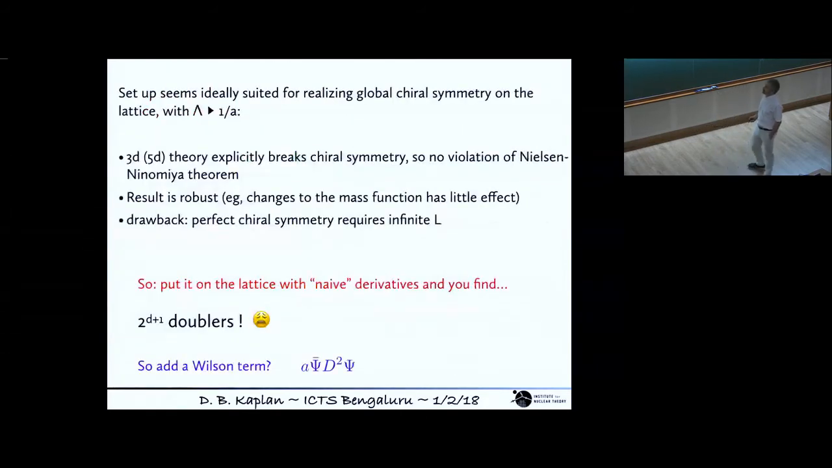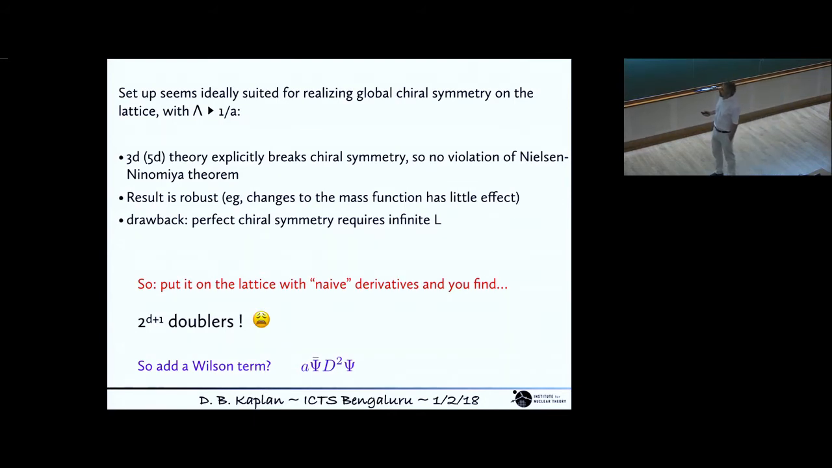So this seems really well suited for discussing chiral symmetry on a lattice, where you replace the scale lambda with 1 over the lattice spacing. The reason is because this 3D theory completely breaks chiral symmetry explicitly. There's no question of trying to get around the Nielsen-Ninomiya theorem. You're getting rid of one of the 4 things they said you had to get rid of, and so you're fine there.